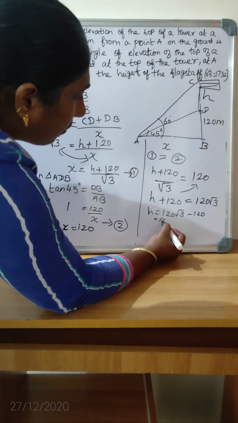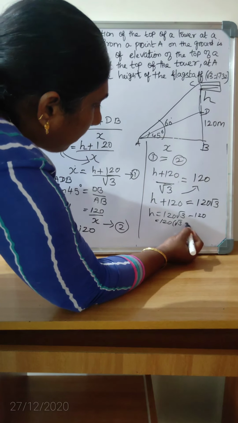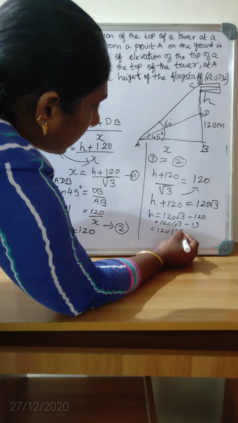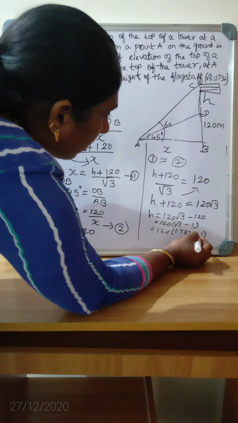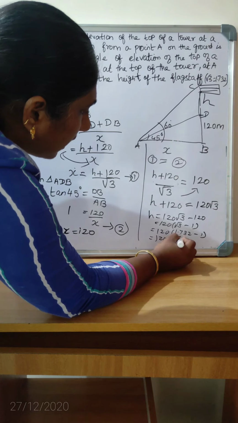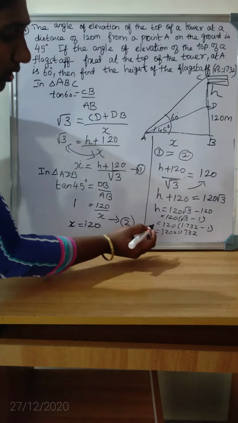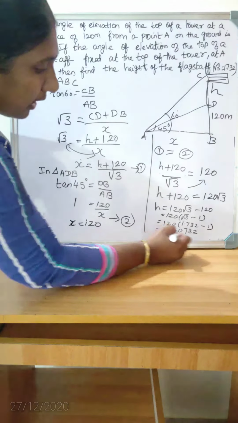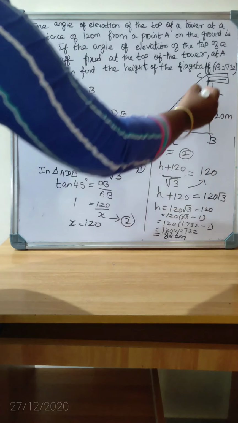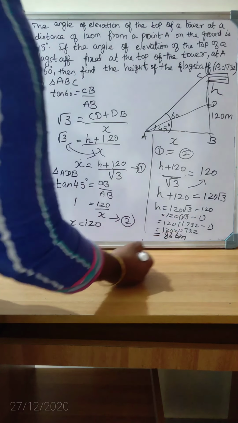So that equal to 120 into root 3 minus 1. So 120 into 1.732 minus 1, that equal to 120 into 0.73. So when you are going to multiply these two, we will get 86.6 meter. So the height of the flagstaff is 86.6 meter.